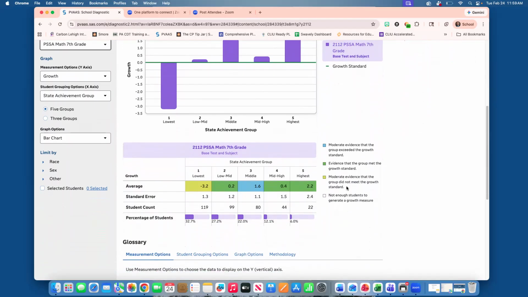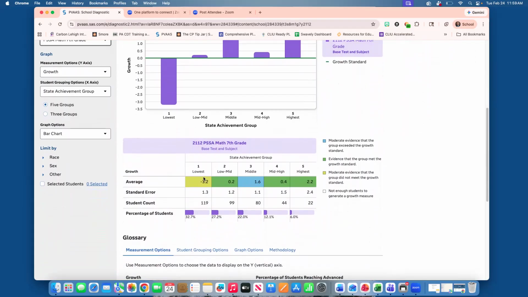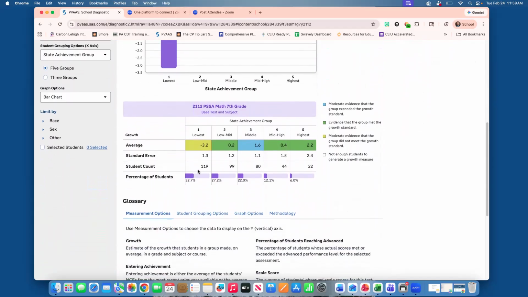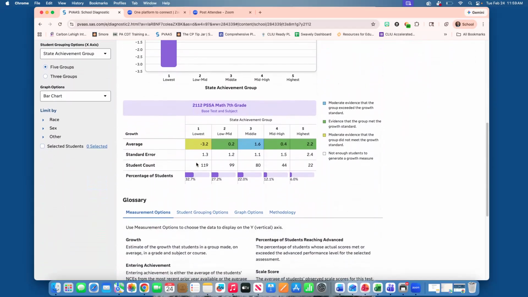So what I notice here is our lowest group of students are falling behind. They're in yellow. That shows that they did not meet the growth standard. However, I noticed that our middle groups of students are really showing that they are exceeding the growth standard and they are at blue. So again, this really helps us answer different questions about how different student groups are doing and helps us understand what growth looks like for our different types of learners.